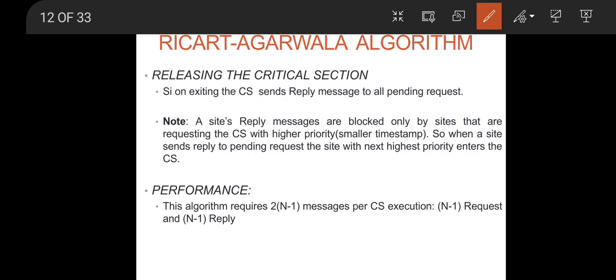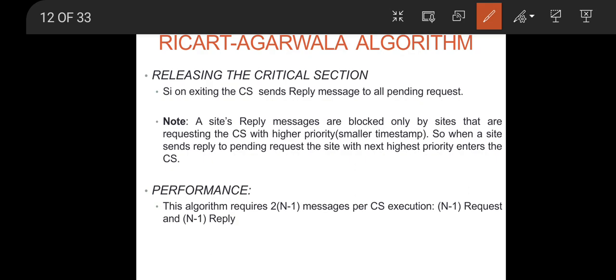So here we need not use the concept of a release message at all. What happens is that if a site has received a reply message from all other sites, then it will enter the critical section. And if in the distributed system there is at least one other site whose request timestamp is smaller than its own timestamp, that means it will not receive the reply message from that particular site, and hence it will have to wait until that other site finishes the execution of the critical section. So that is called deferred reply.